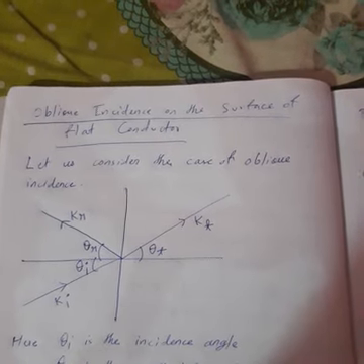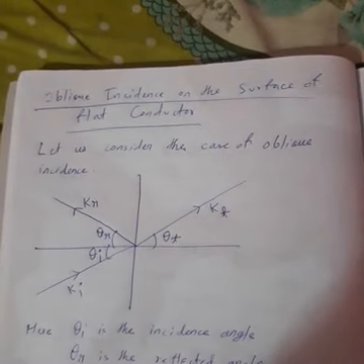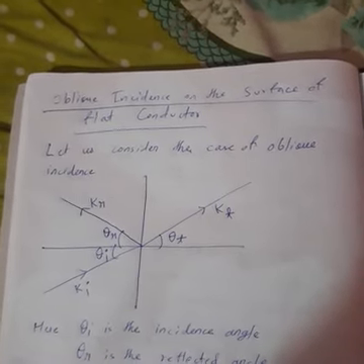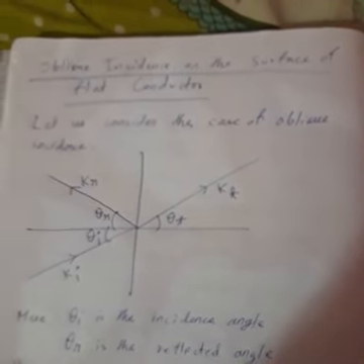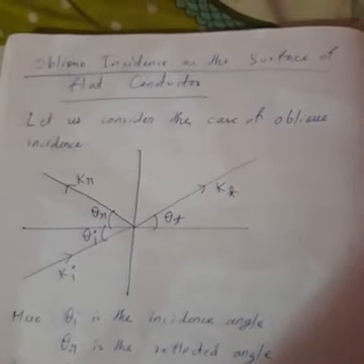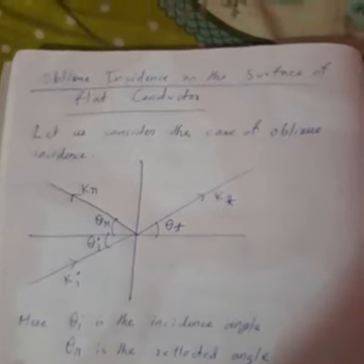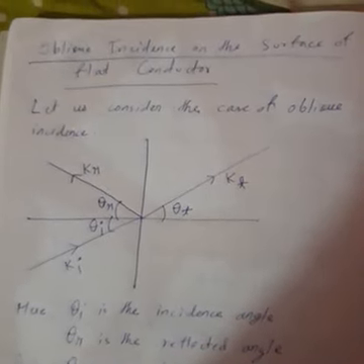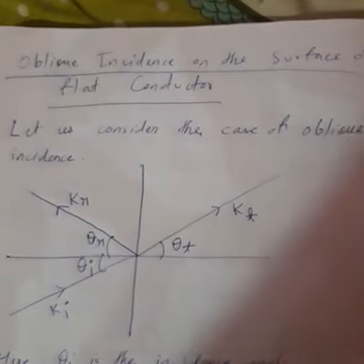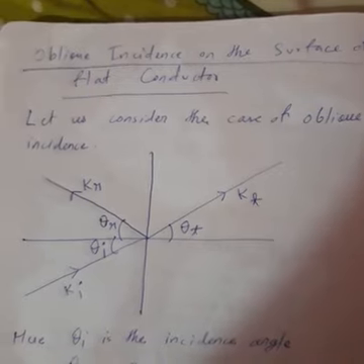So what will happen if the wave comes at an angle with the propagation axis and strikes the boundary of a conductor? Similarly, what will happen if the wave comes at an angle with the propagation axis and strikes the boundary of a perfect dielectric? These two cases we are going to consider. First let us look at our topic: oblique incidence on the surface of a flat conductor. Flat means perfect conductor.